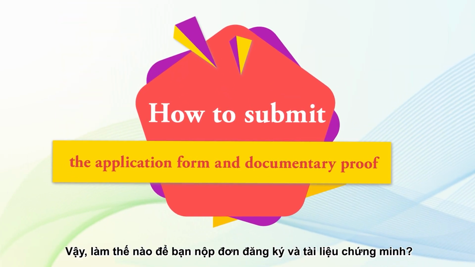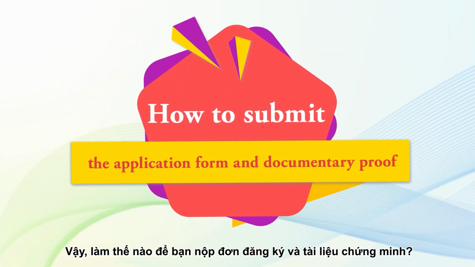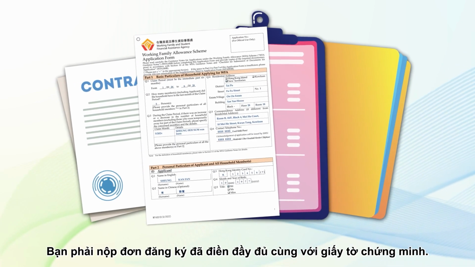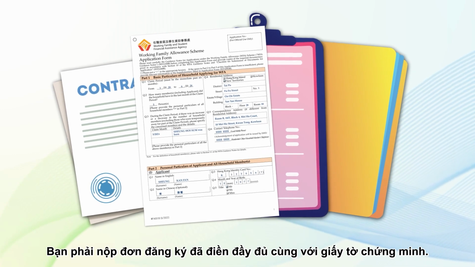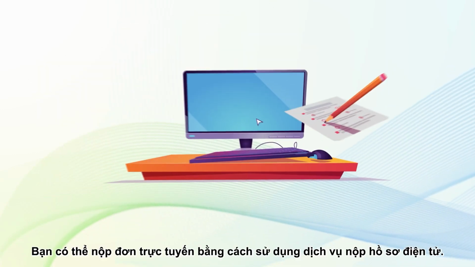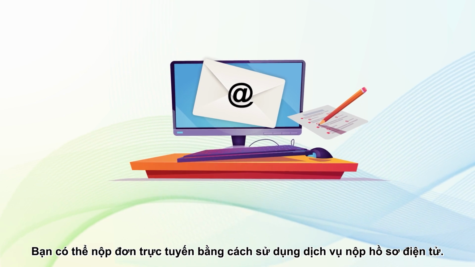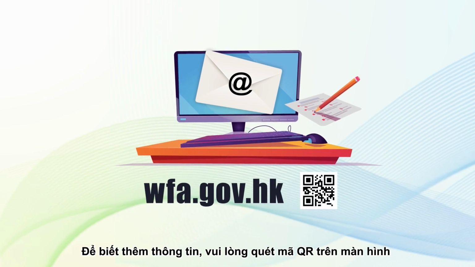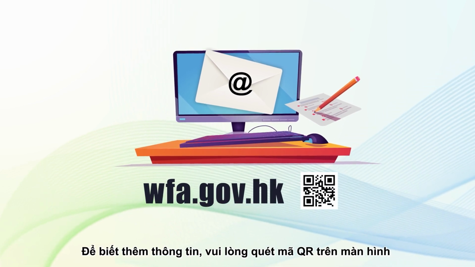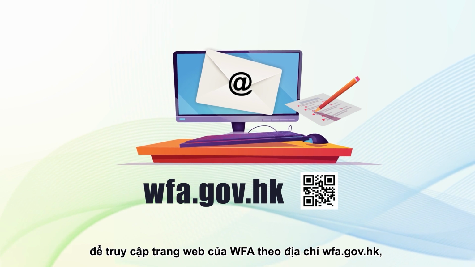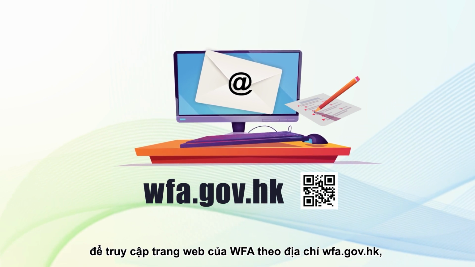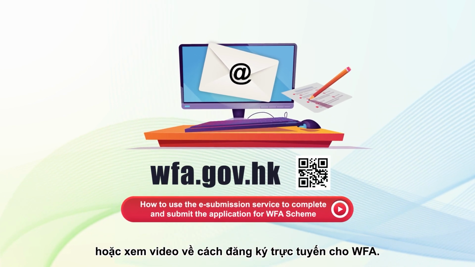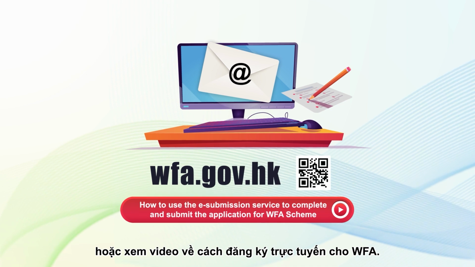So, how can you submit the application form and documentary proof? You must submit the completed application form together with documentary proof. You may submit your online applications by using the e-submission service. For details, please scan the QR code on the screen to browse the DUFA's website at wfa.gov.hk or watch the video on how to apply online for DUFA.